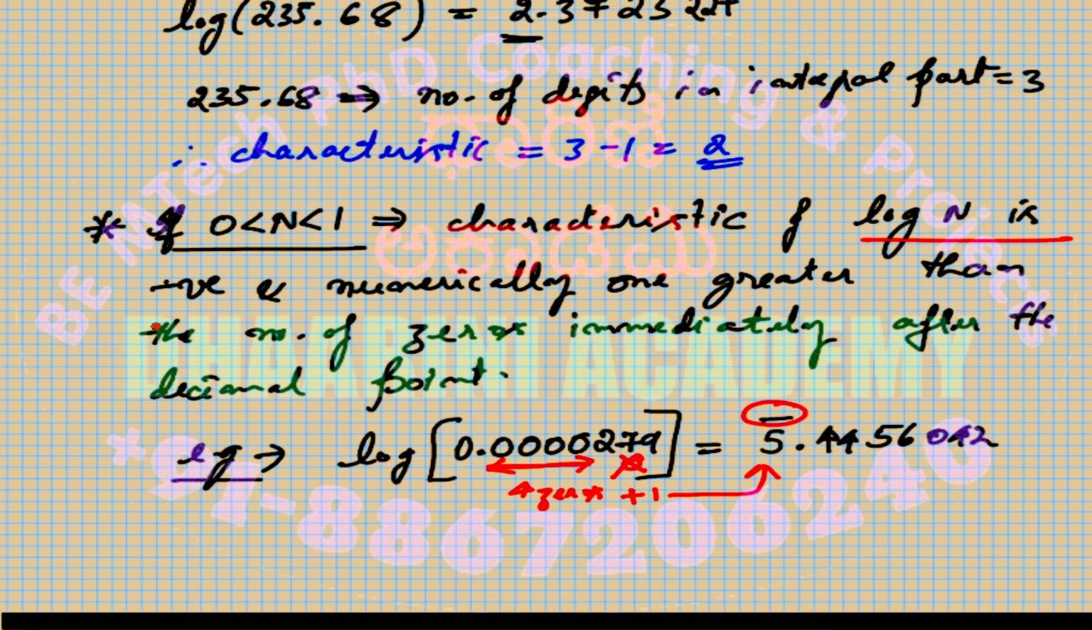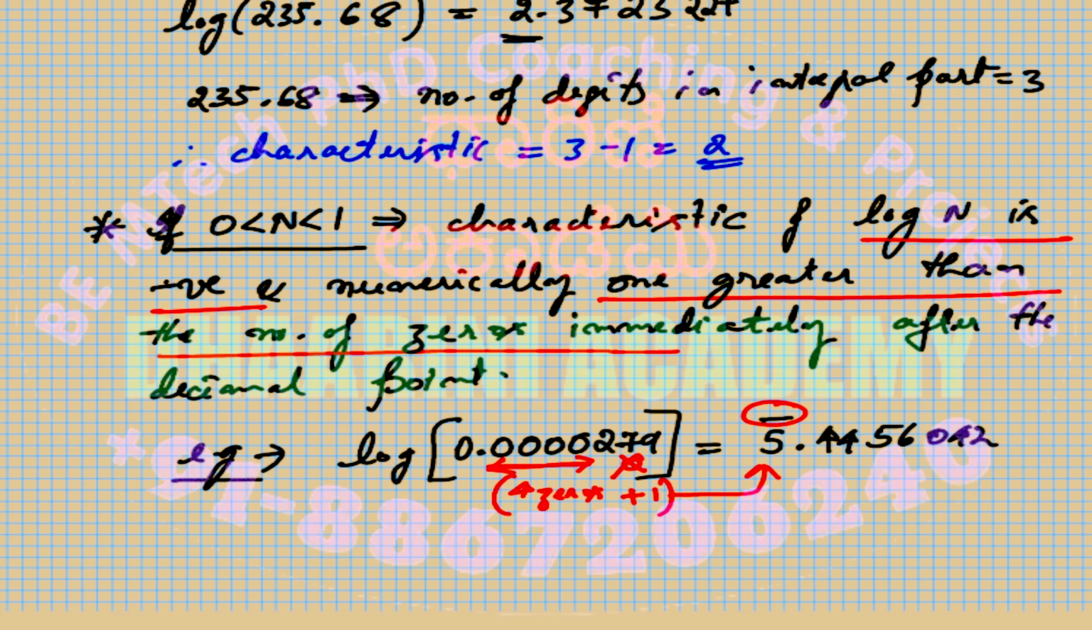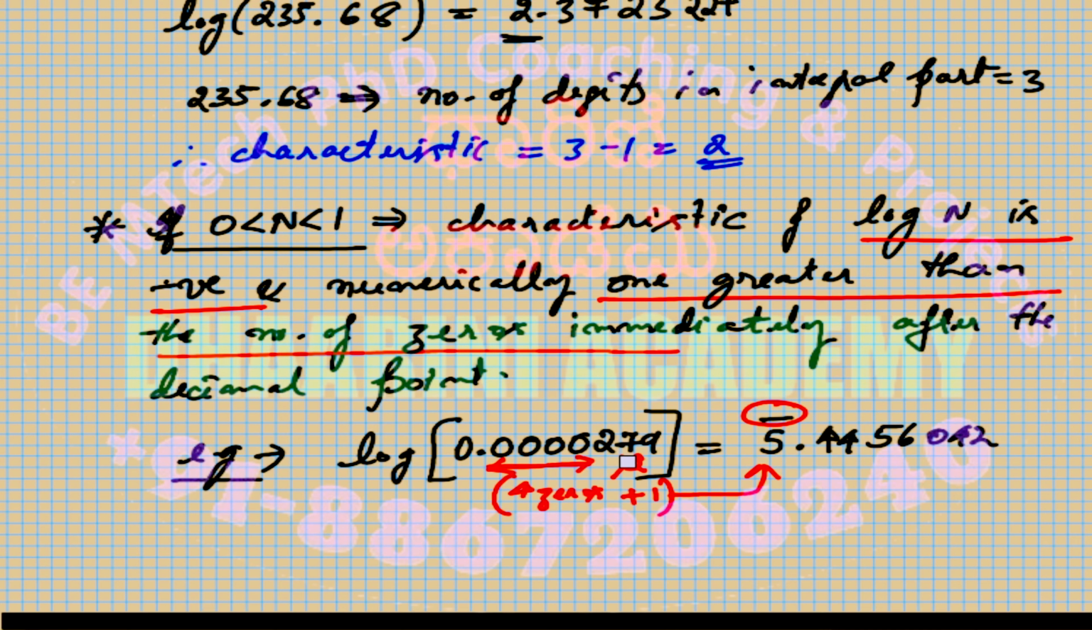So you can see that the characteristic of log n is negative and numerically 1 greater than the number of zeros immediately after the decimal point. So I definitely have 4 zeros plus 1, and that plus 1 will be used here as an additional term, and we calculate the 5, and it is going to be negative by the rule. All right, so that's how we decide this. Then let us go to the next note.